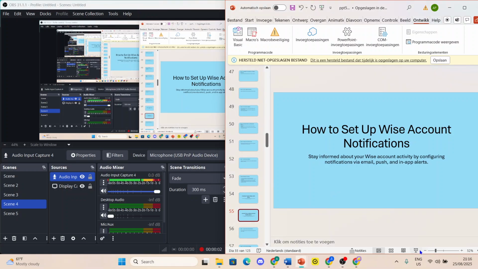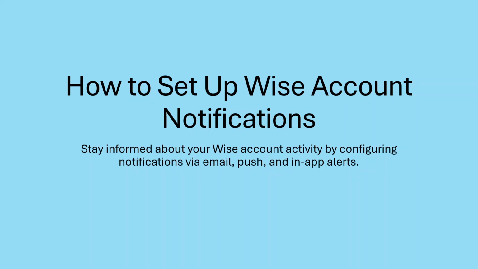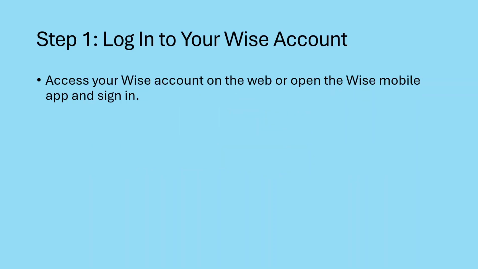In this video, I'll show you how to set up Wise account notifications. Step 1. Log into your Wise account. Access your Wise account on the web or open the Wise mobile app and sign in with your account credentials. I'll leave a link to wise.com in the description down below.